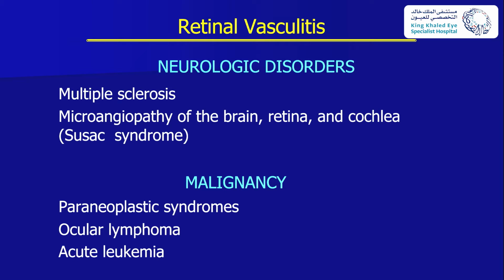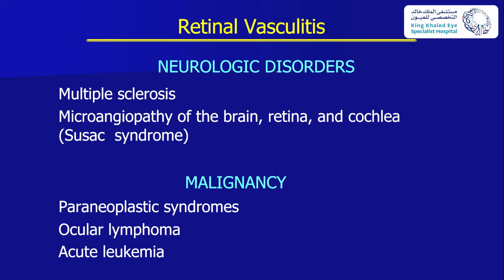And when it comes to neurologic disorders, there are two main neurologic diseases that are associated with retinal vasculitis. Not many people know that multiple sclerosis is an important cause of uveitis and retinal vasculitis. We see in our clinics many patients with multiple sclerosis associated uveitis and retinal vasculitis. We have the disease Susac syndrome, which is a microangiopathy of the brain, retina, and cochlea. This is, by the way, a frequently missed disease, and even many neurologists don't know about it. Susac syndrome.